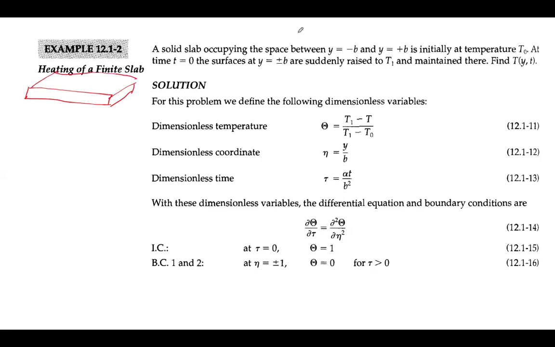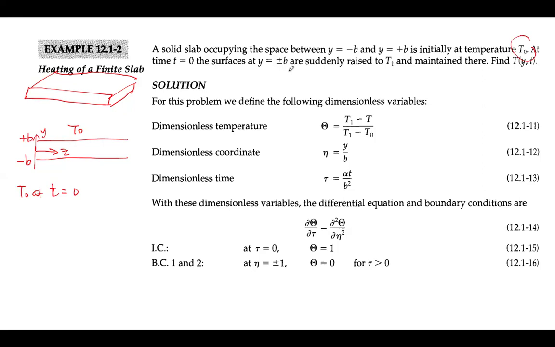Okay. And then it's occupying space between y equal to minus b and y equal to plus b. So if you have, for example, this is the z and this is the y, so maybe it's long, in plus b and minus b. Okay. And then it's initially at temperature T0, at the time equal to 0.